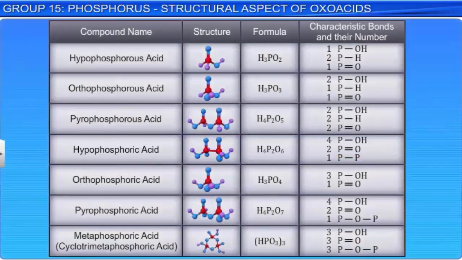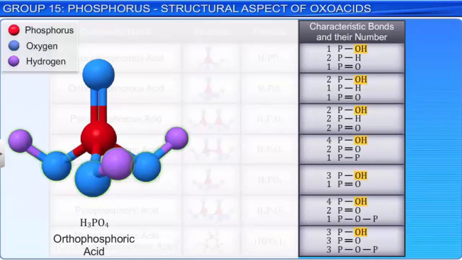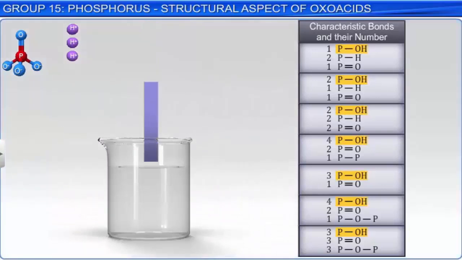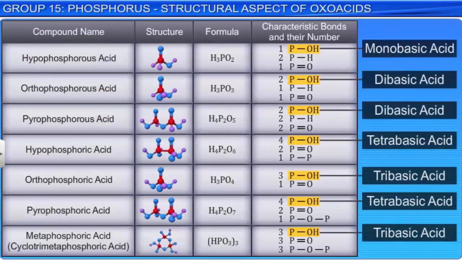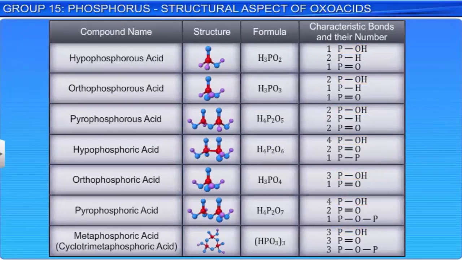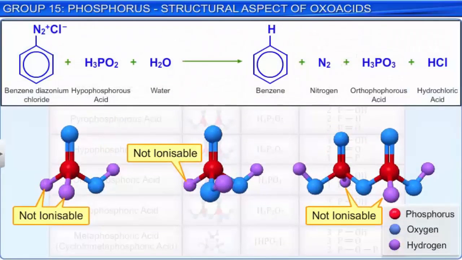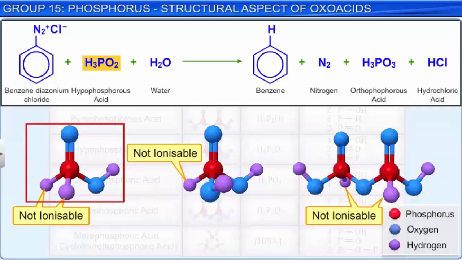Only the hydrogen atoms that are attached to oxygen in P-OH bonds are ionizable and impart acidic character to the compound. Thus, the number of ionizable hydrogens determines the basicity of an acid. On the other hand, the P-H bond is not ionizable. The P-H bonds found in the oxoacids of the phosphorus acid series have reducing properties. In other words, the hydrogen atoms attached directly to the phosphorus atom are not ionizable and confer reducing properties to the compound.